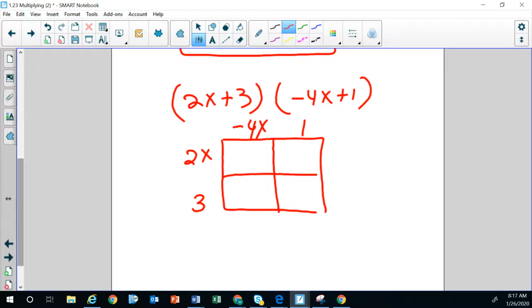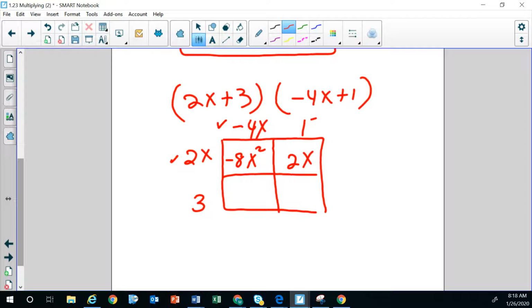Okay. Now I'm going to multiply. I'm going to take the 2x and multiply it by the negative 4x. Now remember, I'm going to multiply the coefficients, that's the number in front of x. So 2 times negative 4 gives me negative 8. And because I'm multiplying the x's, I'm going to add the exponents. So that gives me x squared. Now I'm going to take 2x and multiply by 1. That just gives me 2x.